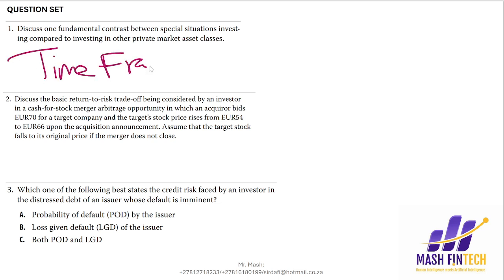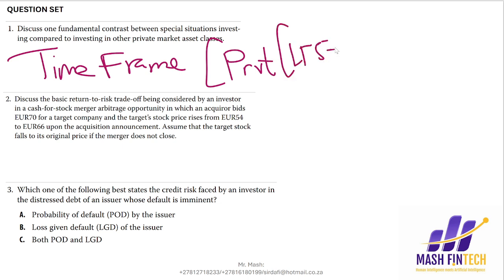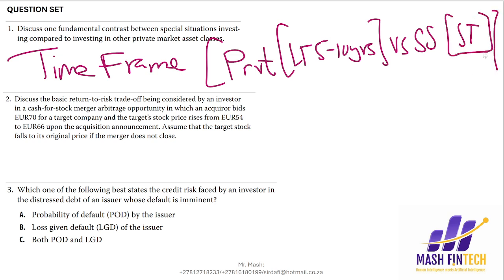This is the main difference. So which one is long term, which one is short term? Almost all private investments are going to be long term, typically 5 to 10 years. But the special situations are going to be short term. So just always remember that special situation investing is going to be short term, whilst the private markets are going to be long term.